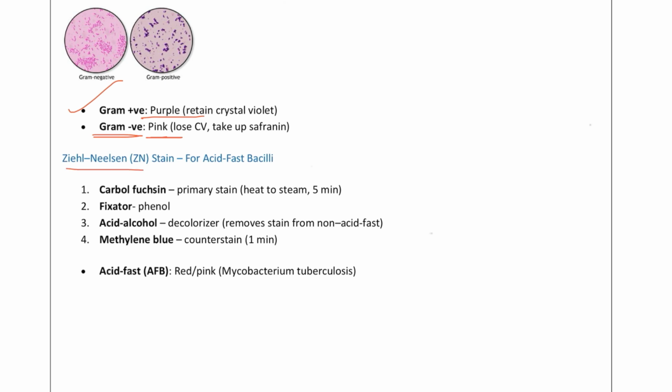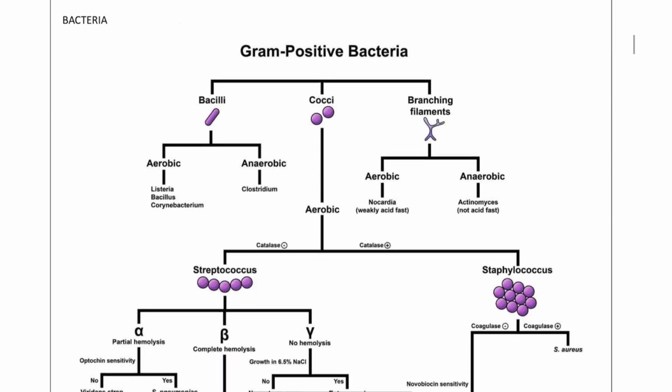Next, we also have the acid fast bacilli, that is the Ziehl-Neelsen stain. For the primary stain we are going to use carbol fuchsin. Instead of the mordant, we are going to use a fixator, that is phenol, and the decolorizer will be acid alcohol or H2SO4, and the counterstain will be methylene blue that we are going to use.